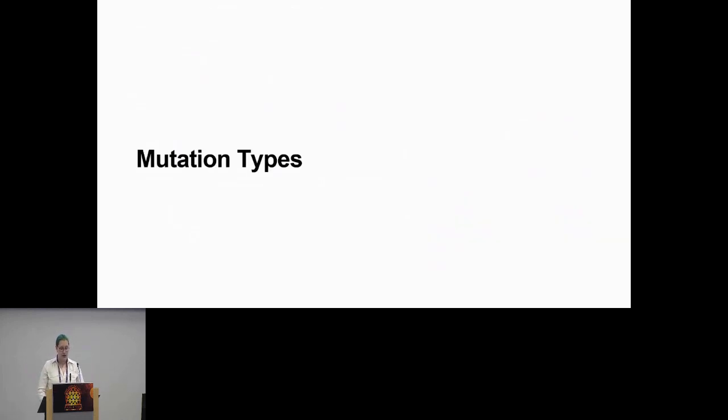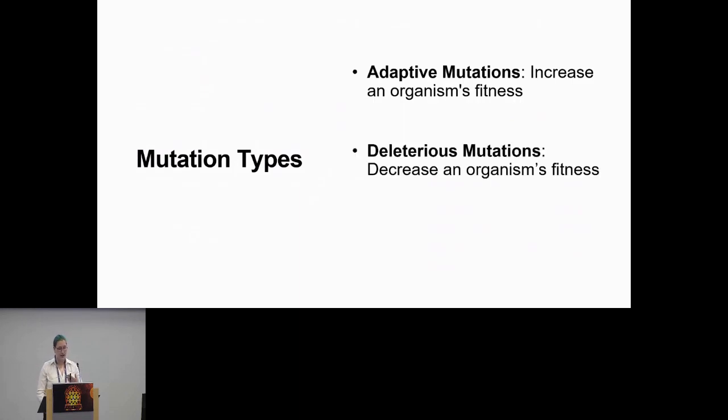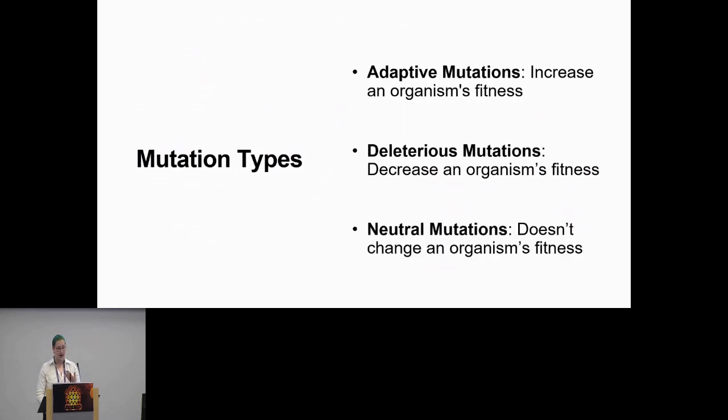Now, when we're talking about mutation types today, I'm going to be talking about adaptive mutations that increase an organism's fitness, deleterious mutations that decrease an organism's fitness, and neutral mutations which don't change an organism's fitness.